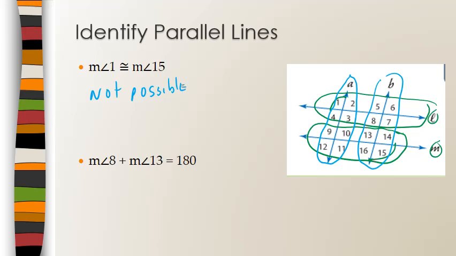Okay, well, let's look at the next example. We're told here that the measure of angle 8 plus the measure of angle 13 equals 180, which means that angle 8 and angle 13 are supplementary. Let's find angle 8. Well, here's angle 8, and here's angle 13. All right, so if they are supplementary, they equal 180 degrees. And if I'm thinking, okay, well, maybe this L and M are parallel lines, and that would mean that B would be the transversal. And they're both in the interior of lines L and M, and they're on the same side of the transversal, B.